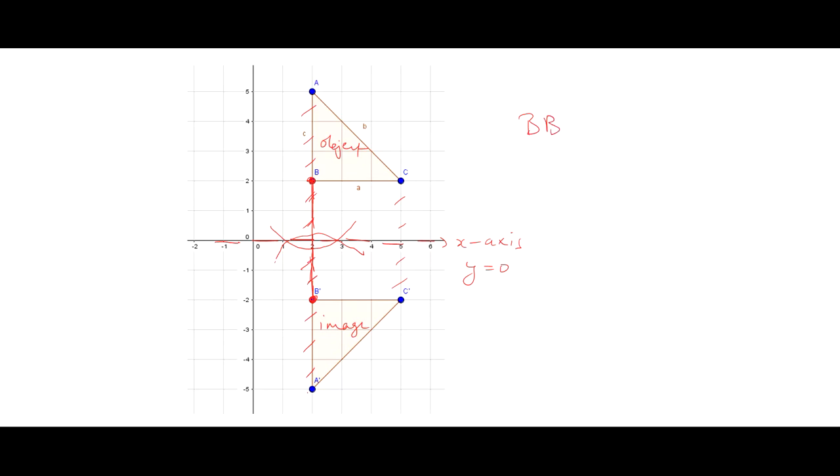So if we find the perpendicular bisector of BB prime, that will be the mirror line. Right? So a perpendicular bisector is just a line that divides a line segment into two equal parts, right? So the line segment here is BB prime. So the perpendicular bisector of BB prime is really my mirror line. Okay?